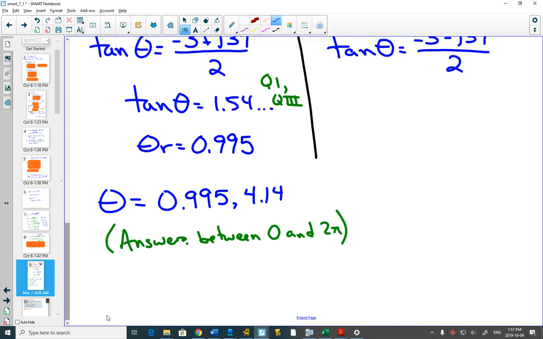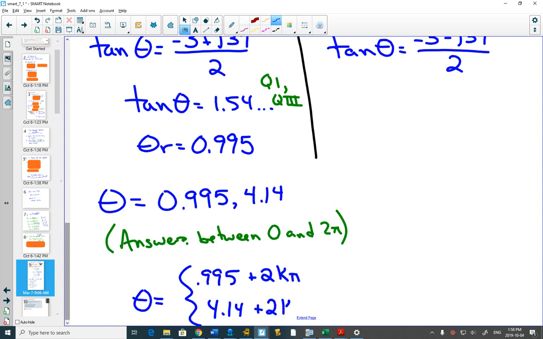So if I wanted to find my general solution, all my answers for this side of my equation, theta would equal 0.995 plus 2k pi and 4.14 plus 2k pi. So we solved one side of the equation.